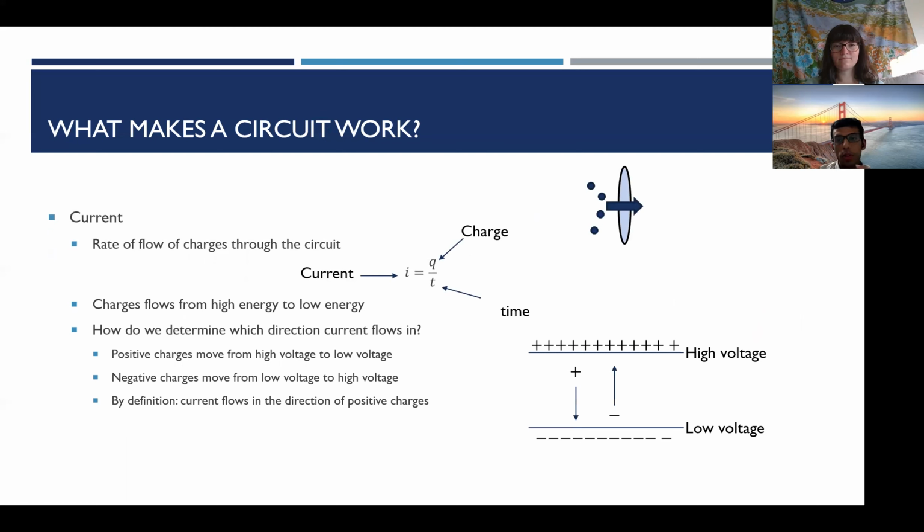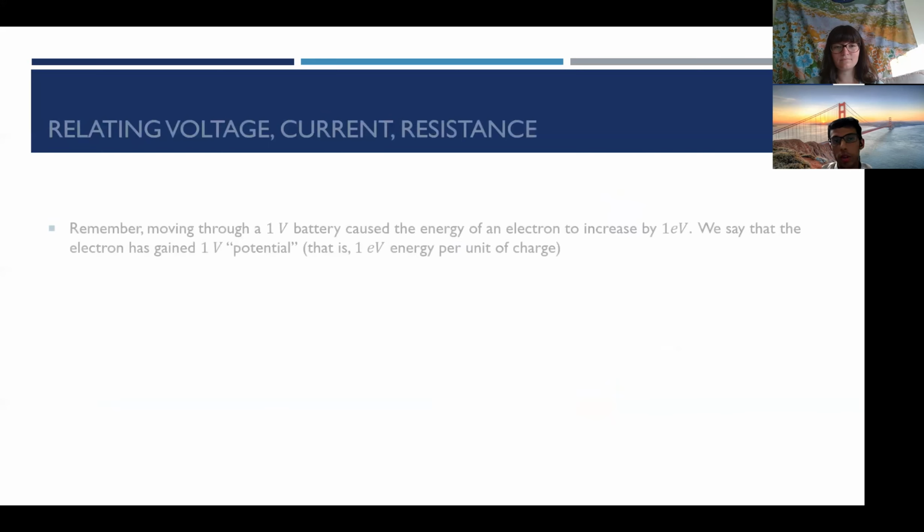So now that we talked about some of the most fundamental quantities that make circuits work, let us talk about relating these. These are such fundamental quantities that all of electronics are governed by these three quantities: voltage, current, and resistance. So there's going to be some sort of a mathematical relationship between them.